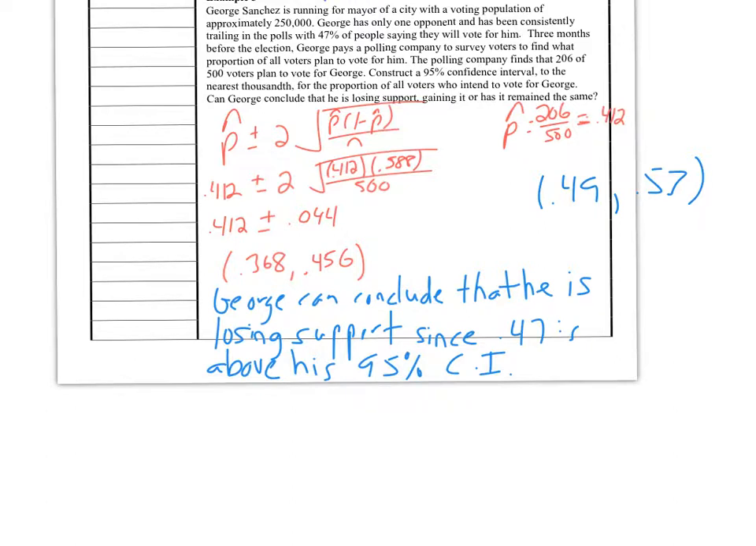And for it to have stayed the same, we would have an interval that includes 0.47. So from 0.46 to maybe 0.49, we would say, hey, that interval includes 0.47. We can say that it has stayed the same, okay? But unfortunately for George, the interval is below, which means his new percent is somewhere between 36 and 45. George is losing support.